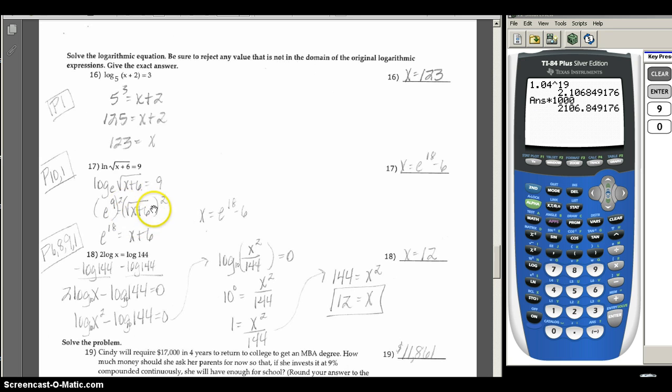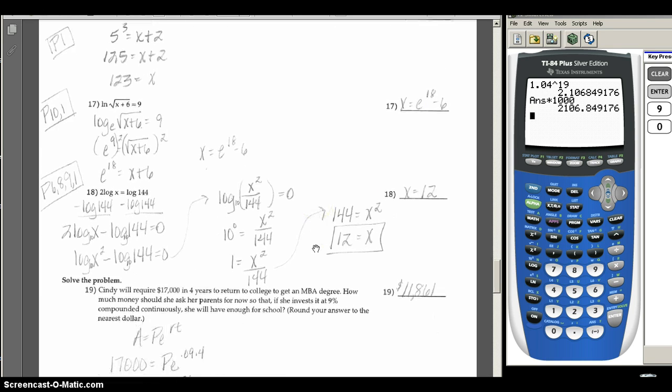And then to get rid of that square root, I squared both sides. So I got e to the 18th equals x plus 6. And then I just subtracted 6 from both sides and got x equals e to the 18th minus 6. And again, it says give the exact answer, so I left it e to the 18th minus 6, because if you put that in your calculator, you're going to get a long decimal and you'd have to round. So this is my exact answer.